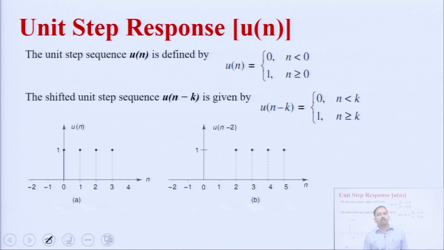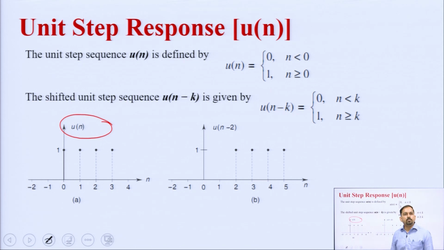Likewise, we can give the definition for step response also. What is step response? If the input to any system is a unit step signal u[n], the definition of u[n] is that the value is 0 for all n less than 0 and the value is 1 for all n greater than or equal to 0. This is the definition of the unit step signal. If this type of signal is applied to an LTI system, the response is called the unit step response.